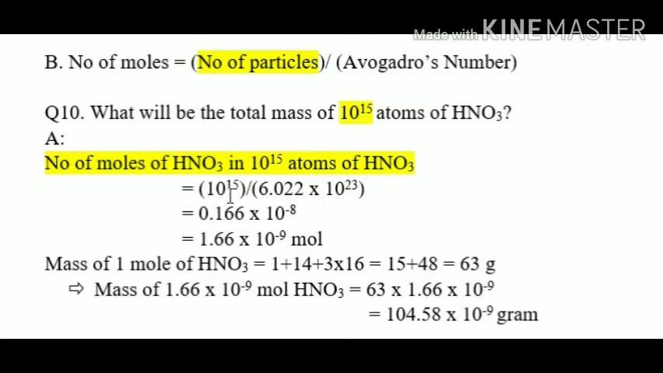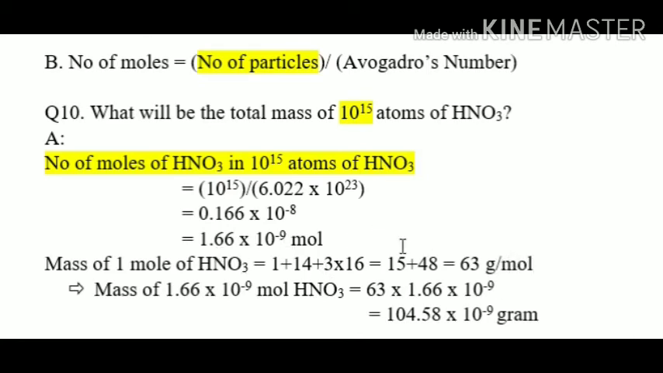So 10 to the power 15 by 6.022 into 10 to the power 23. So I get 1.66 into 10 to the power minus 9 moles. So in 10 to the power 15 atoms of HNO3, there are 1.66 into 10 to the power minus 9 moles. Okay. So mass of 1 mole of nitric acid equals 1 plus 14 plus 3 into 16 equals 63 gram. So the mass of 1 mole of HNO3 is 63 gram, or the molar mass of HNO3 is 63 gram per mole.